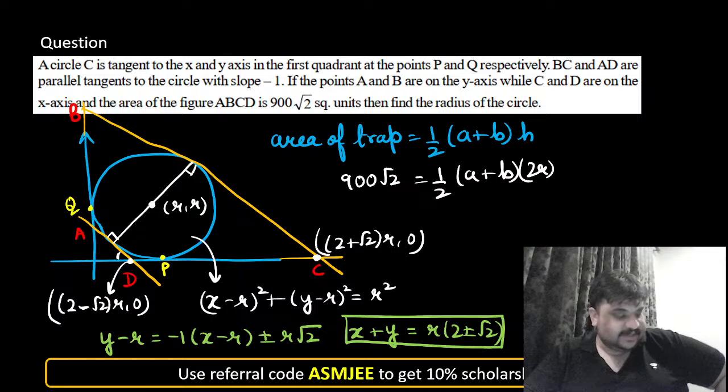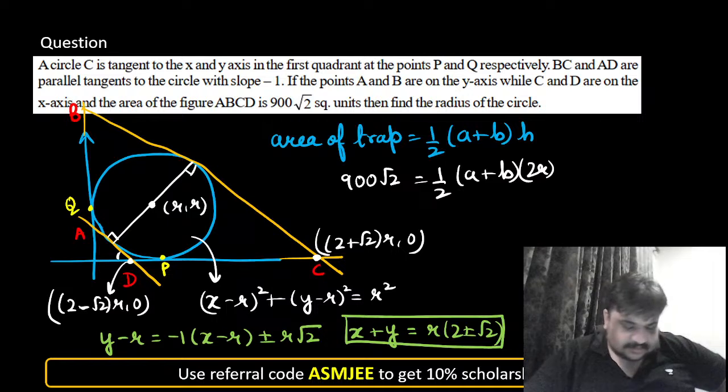Why did you do so much work? Directly it is y equal to mx plus r root 1 plus m square. How can that be the direct answer? The center is not the origin. How can you apply the direct formula? You'll have to shift. So AD, you'll have to shift.